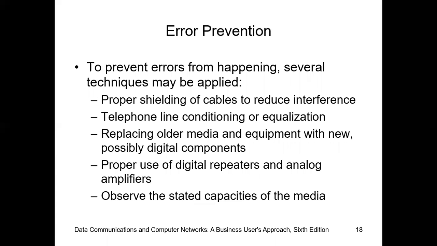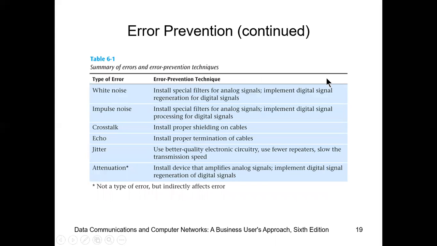So all these techniques have been employed to reduce or mitigate the errors that you find in the internet. Now, there are kinds of errors that you have just listed. For example, white noise, impulse noise, crosstalk, echo, jitter, attenuation. How do you prevent white noise? In summary, install special filters for signals, for analog signals, and implement digital signal regeneration for the digital signal.